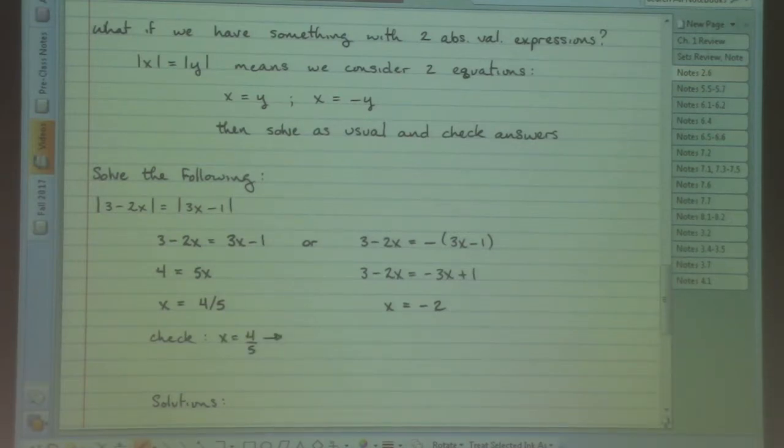If we go through the time and trouble of checking the x equals 4/5, since this one's a little bit more unusual, we'll do this one together. We're talking about the absolute value of 3 minus 2 times 4/5 is or is not equal to the absolute value of 3 times 4/5 minus 1.